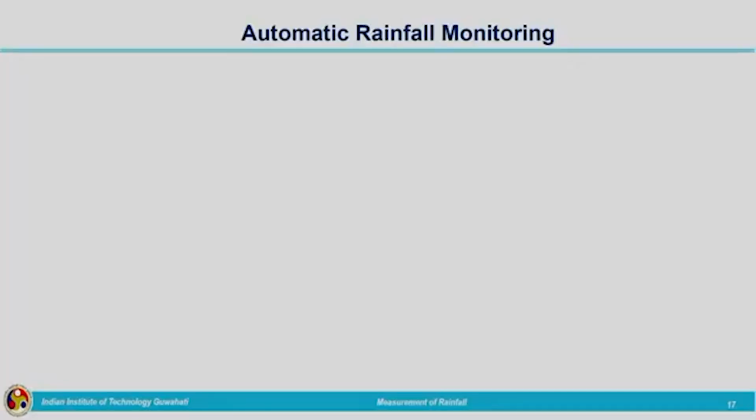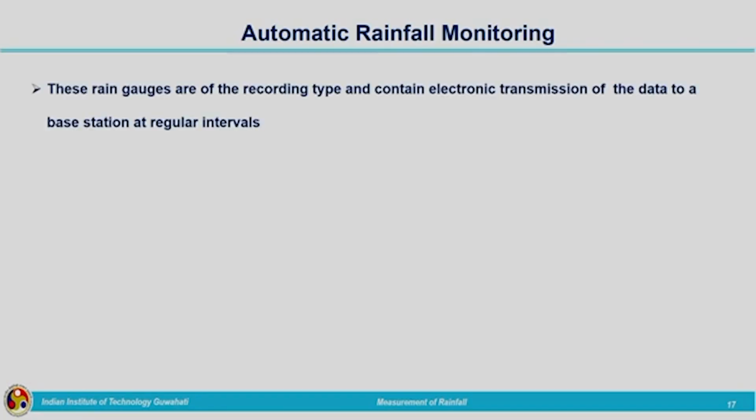Next one is automatic rainfall monitoring. This is very important. The majority of our cities are installed with automatic rain gauges or automatic weather monitoring systems. What is it? Let us see. In this we are making use of recording type rain gauges, mainly tipping bucket rain gauges. This will record the rainfall data, and we will get electronic transmission of the data to a base station at regular intervals.